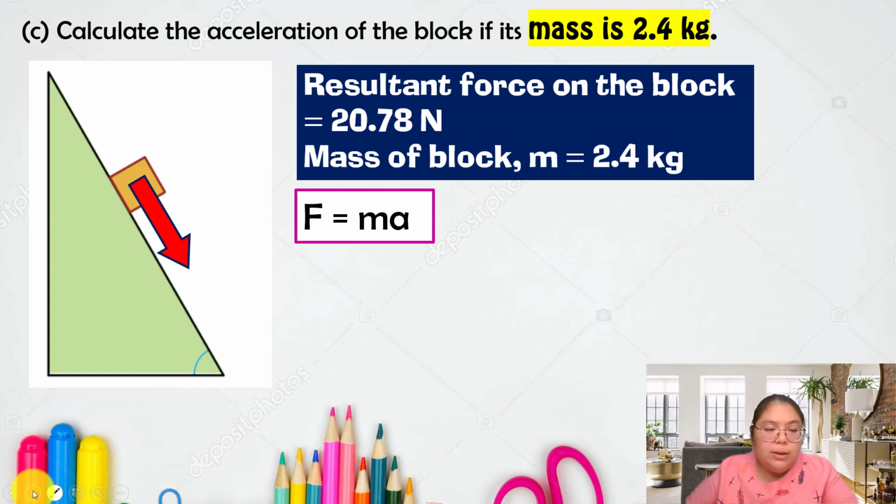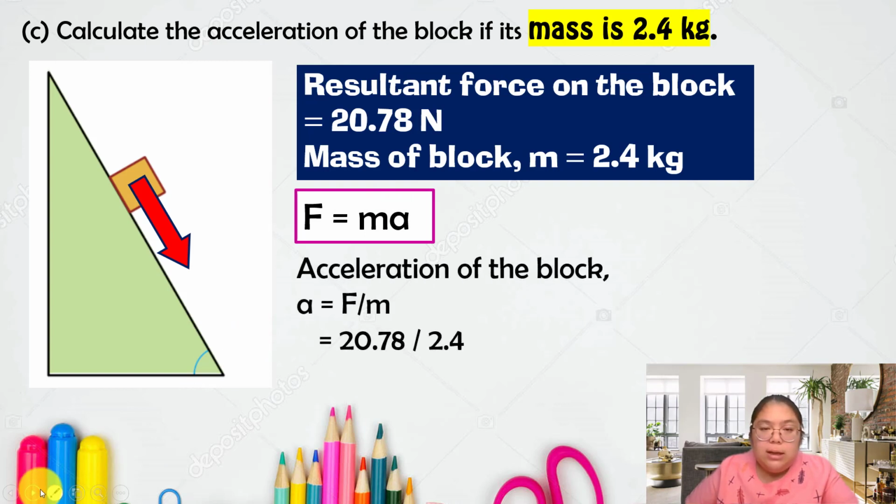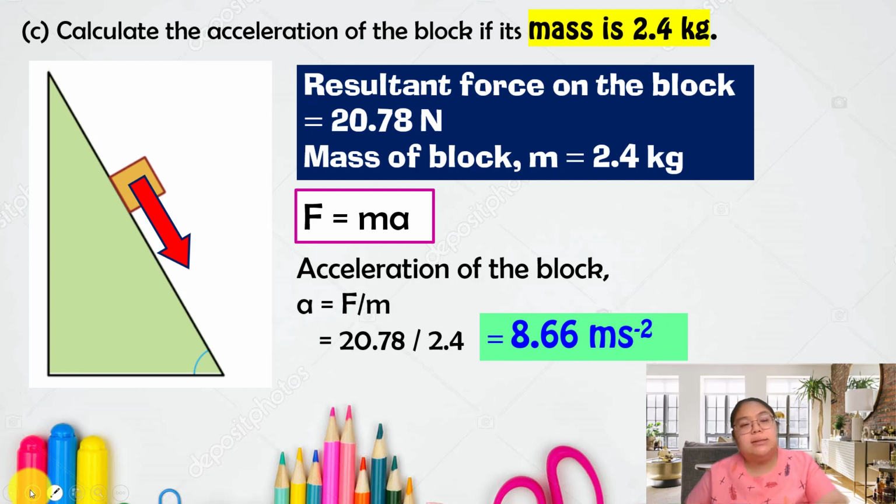Okay, so from here, let's see the a. Okay, a is 20.78 over 2.4. So we get the answer, 8.66 m/s². So that one is the acceleration of the block when it is pulled by the resultant force of 20.78 Newton.